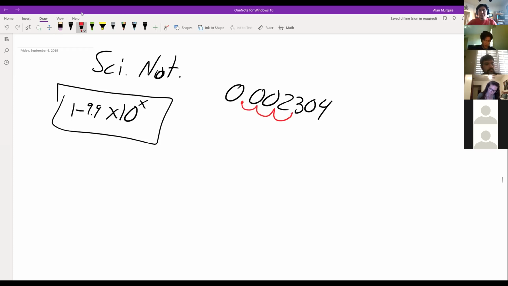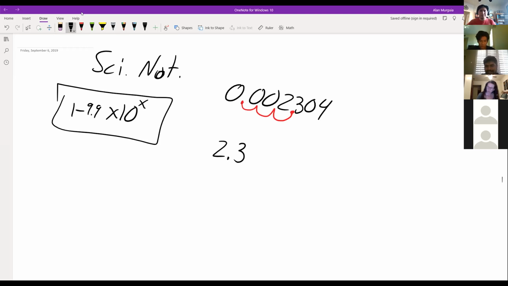I'm stopping here because if I put a decimal here, it would be 2.304, which is a number between 1 and 9.9. But if I were to move it one more, it would be 23, and we don't want that. So we stop here and write my numbers. So 2.3. Do I just write 2.3 as it is? I see you guys shaking your heads.